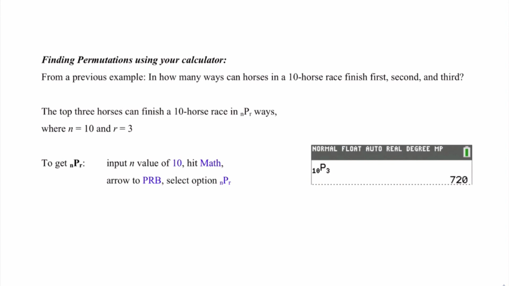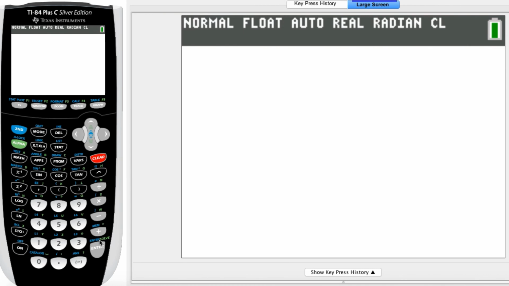Focusing on the calculator now, to find your nPr function, we're going to hit the math button, but before you do that, we first want to input the value of n into our calculator. Then we're going to find our nPr function. Then we're going to input our value for r. Heading over to the calculator to explain.